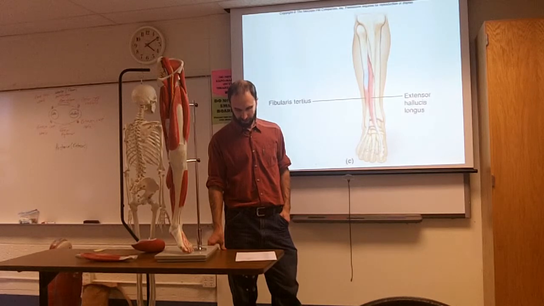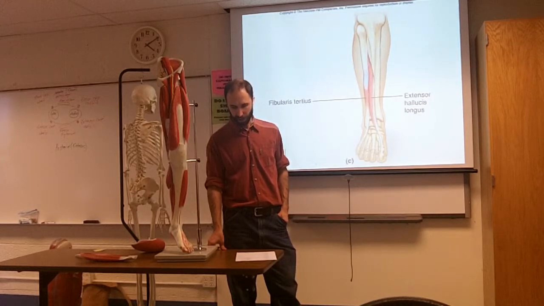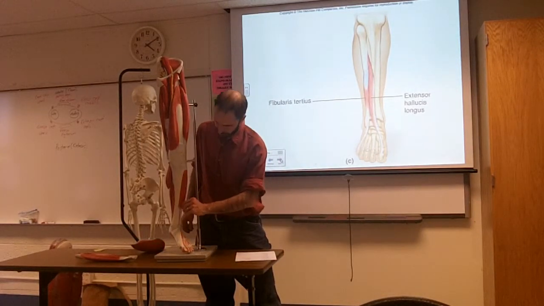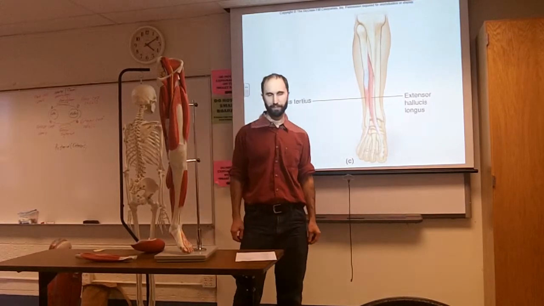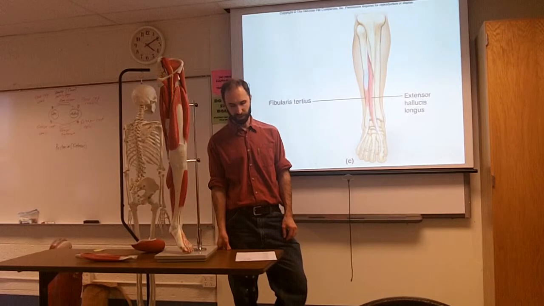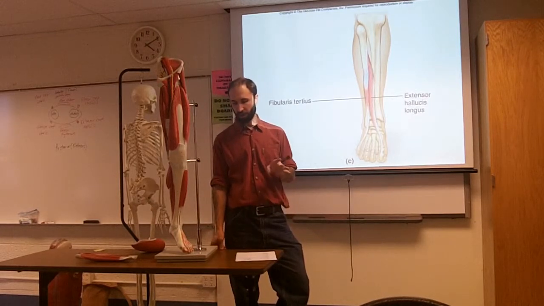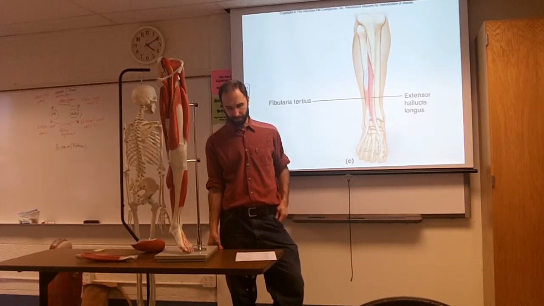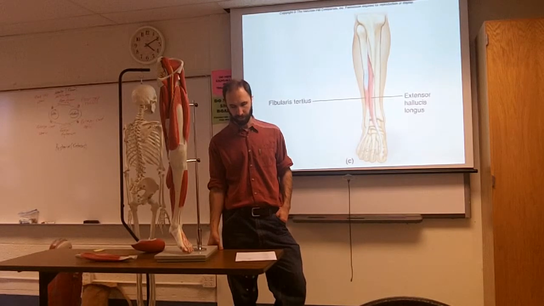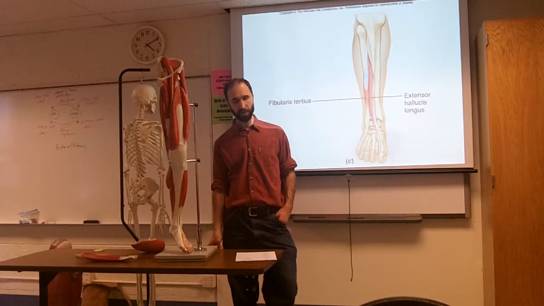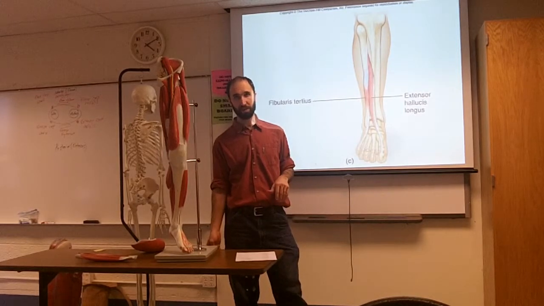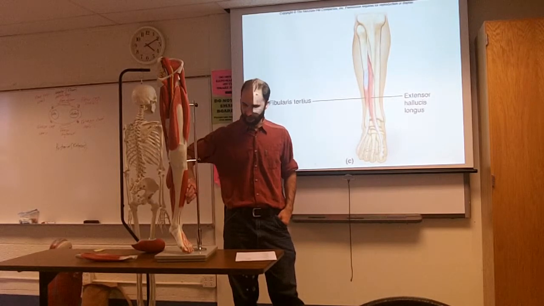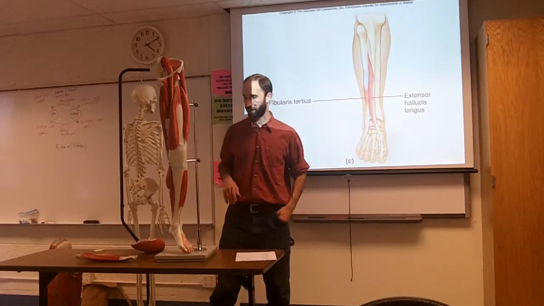Let's see. Extensor hallucis longus is the muscle that specifically goes down to the big toe. It's a little deeper, kind of underneath that extensor digitorum longus. But extensor digitorum longus goes to toes 2 through 5, whereas the hallux is actually your big toe. So extensor hallucis longus is going to extend the big toe. It's going to dorsiflex that big toe. All right. So we kind of have our anterior muscles done. Let's go to the posterior side.